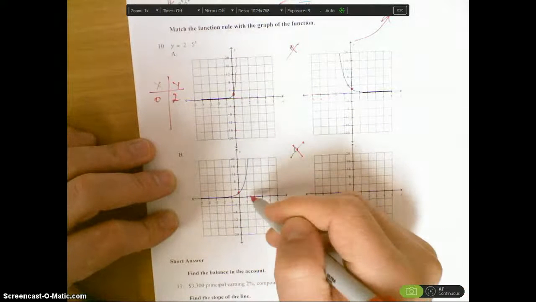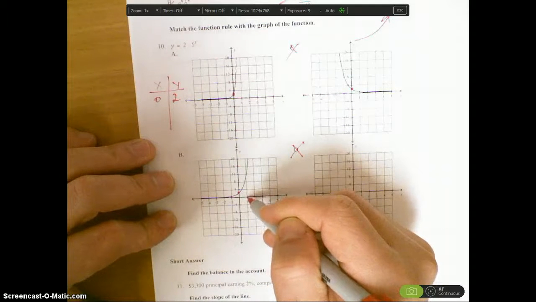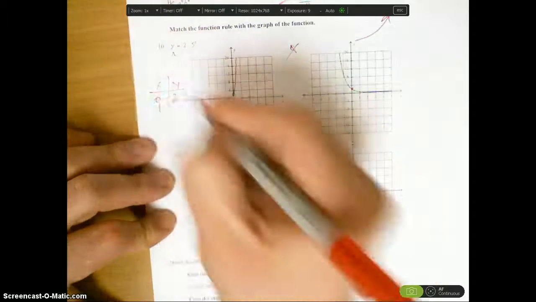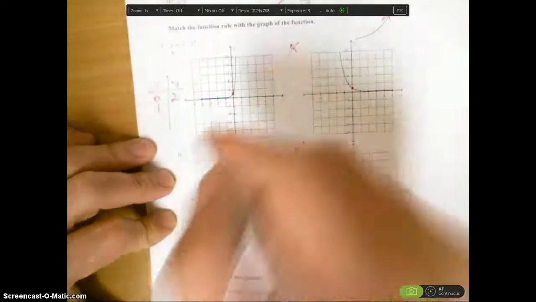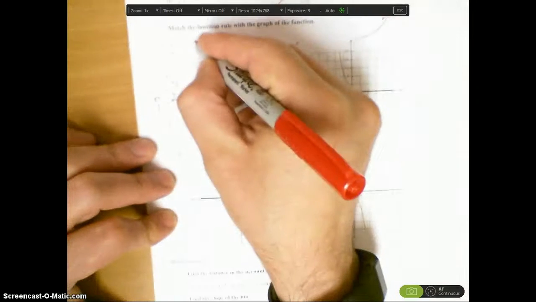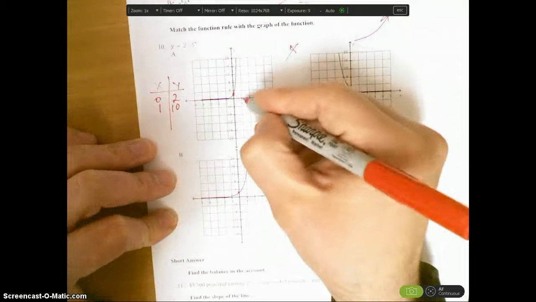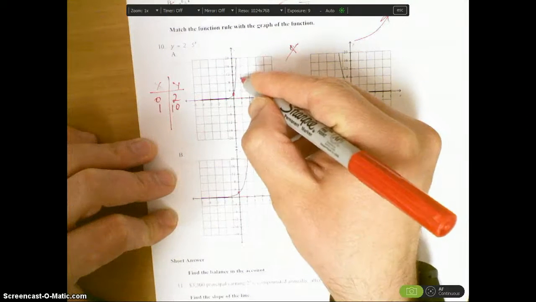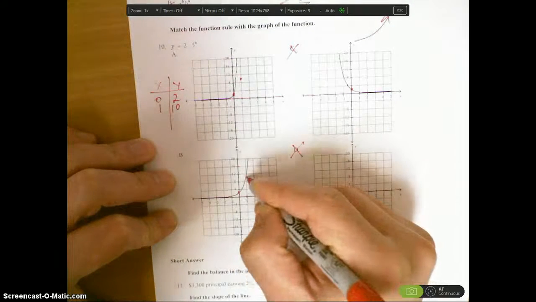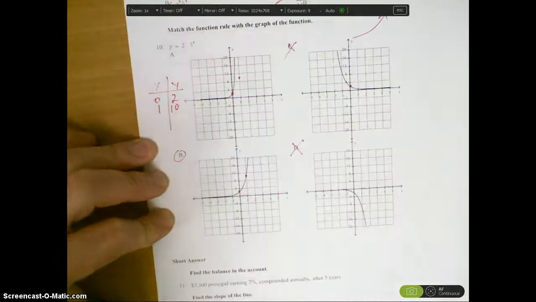So let's see what 1 gives us. So let's plug in 1. X is 1. All right, and that's going to give me a value of 10, right? So 5 to the first is 5. 5 times 2 is 10. Okay, so 1 to 10, so this is definitely my answer, B. Okay, kind of a trial and error there.